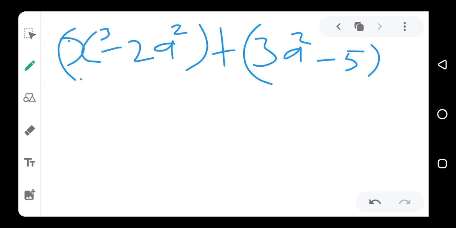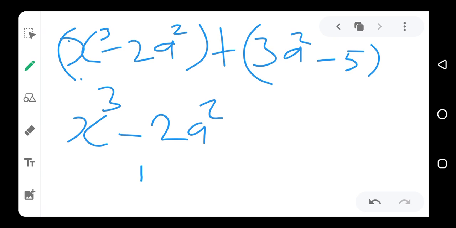We start with x raised to power 3. Is there any other one that has the same variable and the same exponent? None. So we leave it. Now come to minus 2a raised to power 2. Is there any other one that has the same variable and the same power? Yes, we have plus 3a raised to power 2.